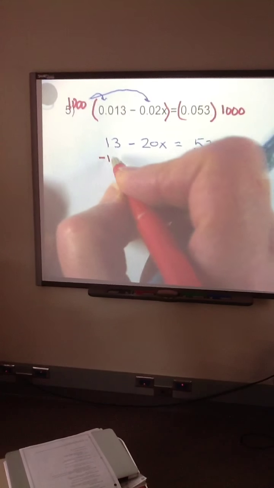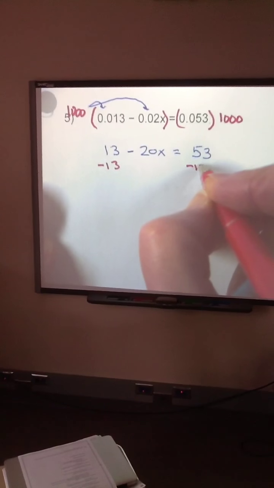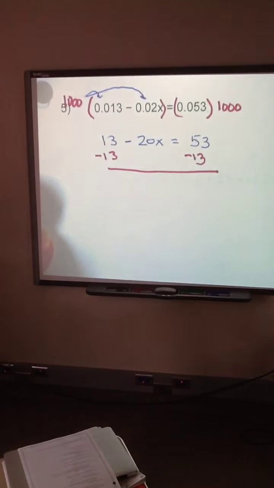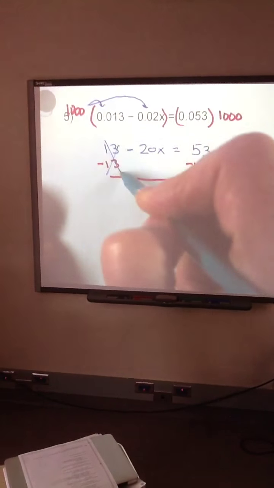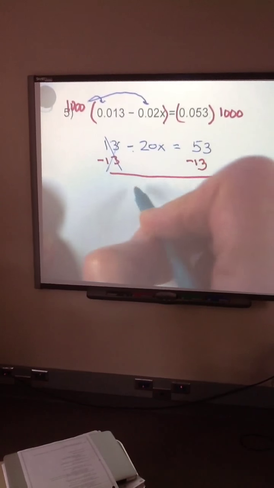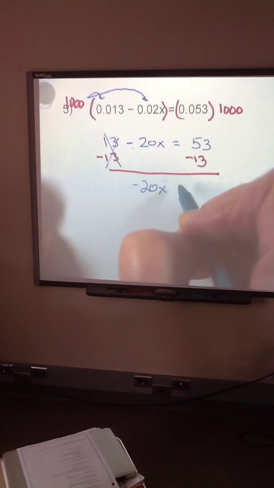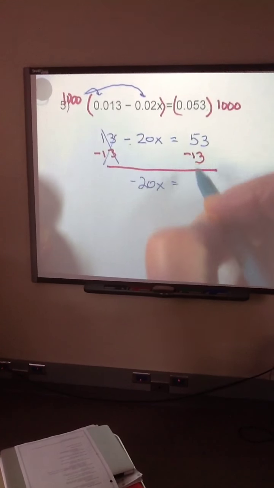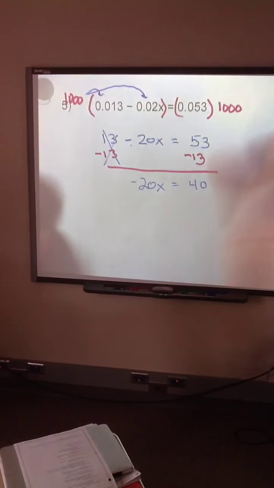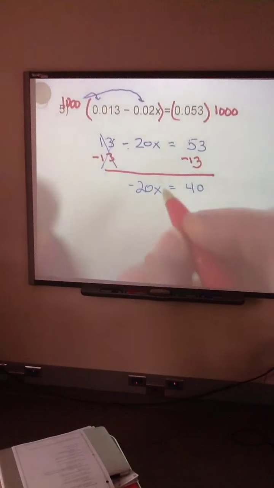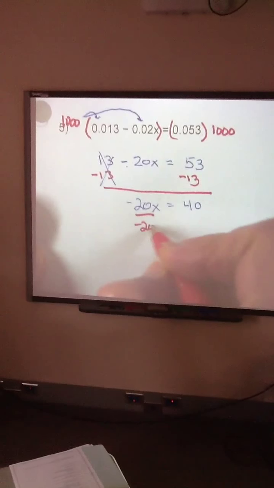I would start by subtracting 13 on each side. The 13s would be eliminated. I'll be left with a negative 20x. And 53 minus 13 would give me 40. And then my last step would be to divide by negative 20.